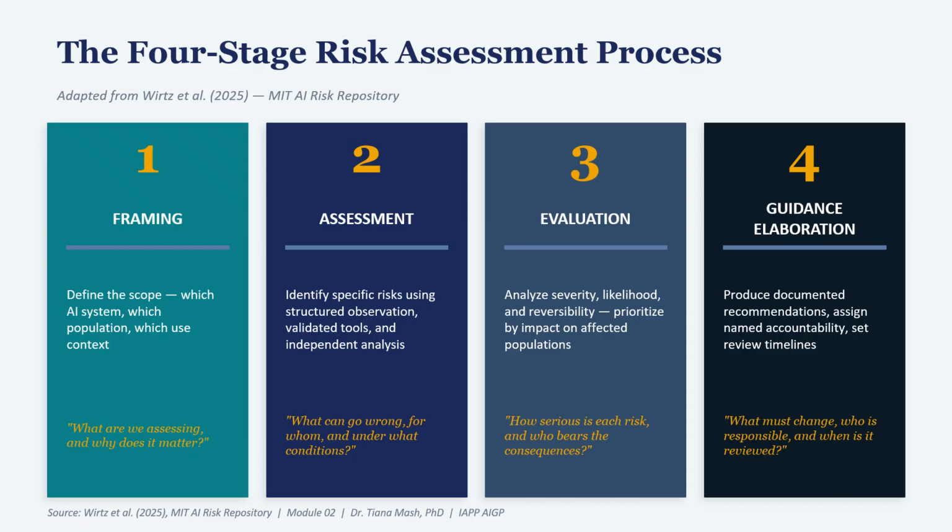Stage 1 is framing. The question is, what are we assessing and why does it matter? Before you assess anything, you define the scope: which AI system, which use case, which population of people is affected. This step exists because organizations often begin risk assessments without knowing who they are actually assessing the affected population for. These steps are important, because without knowing, you can't actually address these matters.